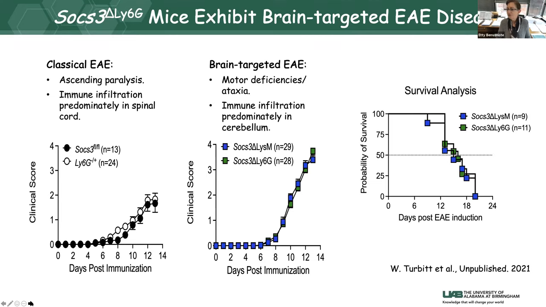And survival analysis shows an almost identical pattern of death of mice in both of these transgenic mice. So we were very reassured by these data that, in fact, it was valid to use these mice to continue our studies.